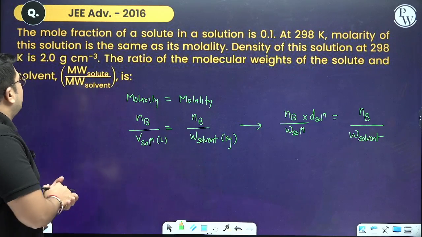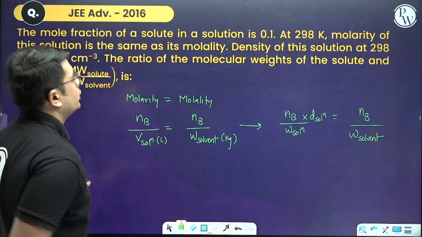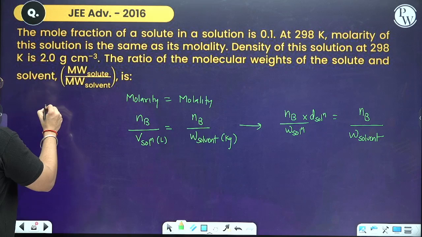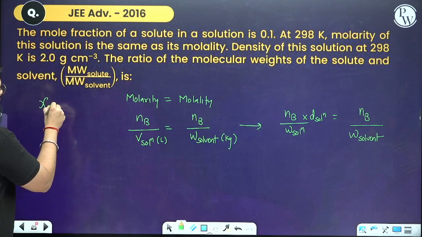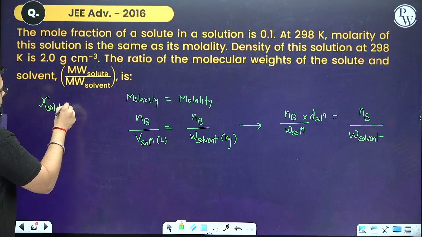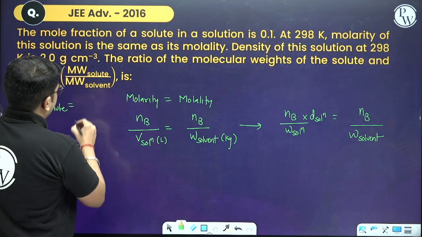Okay, every information is given. Mole fraction of solute in the solution is 0.1. A mole fraction is given. If mole fraction is given, it means XB is given, or I can say X of solute is given, which is basically 0.1.